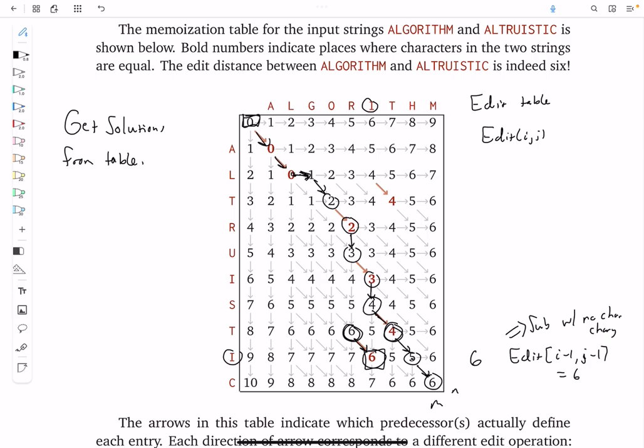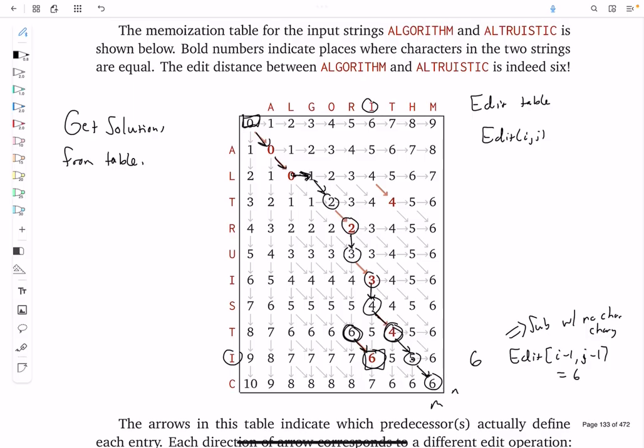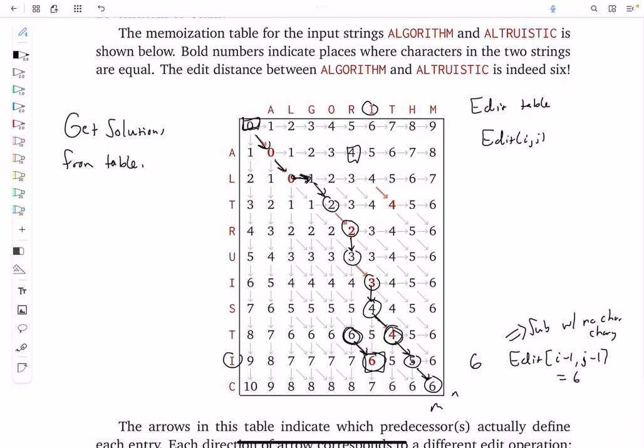But in general, for homeworks and things, you don't need to tell us the solutions. But if you ever needed to, you can compute them quickly once you know the answer, like once you've filled the table with the values.